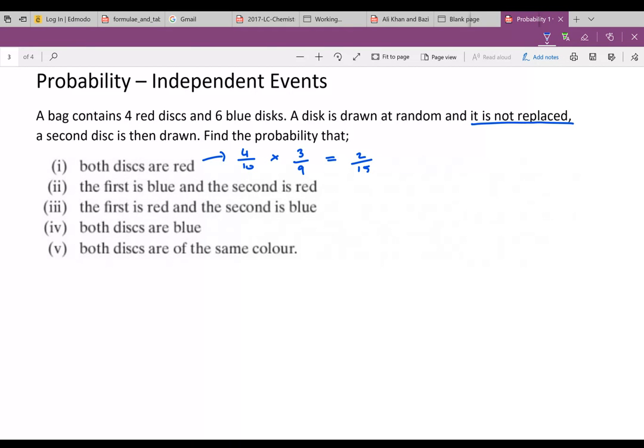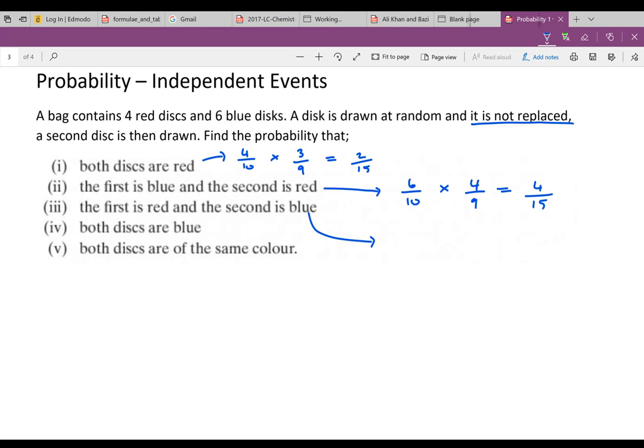The first is blue and the second is red. So the first is blue, there will be 6 out of 10 blue discs. And the second is red, there are 4, but there's only 9 discs left. So 4 out of 15.